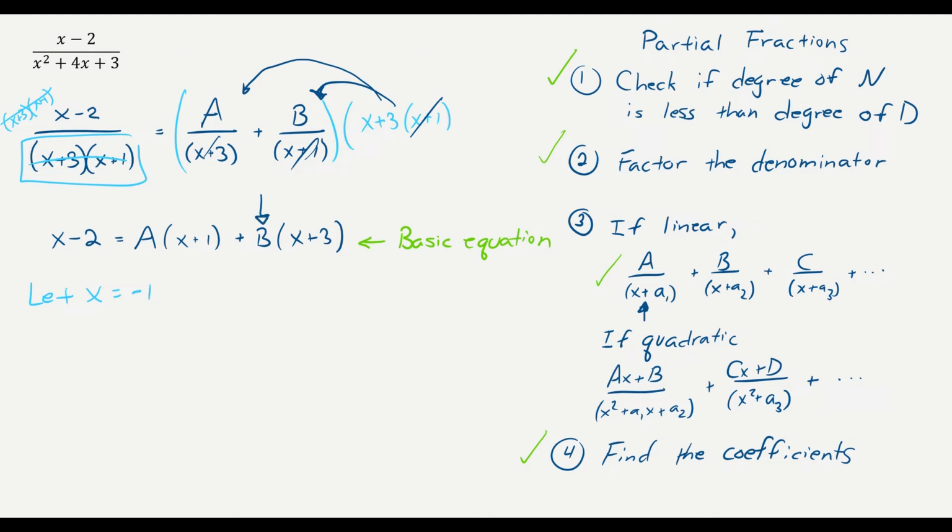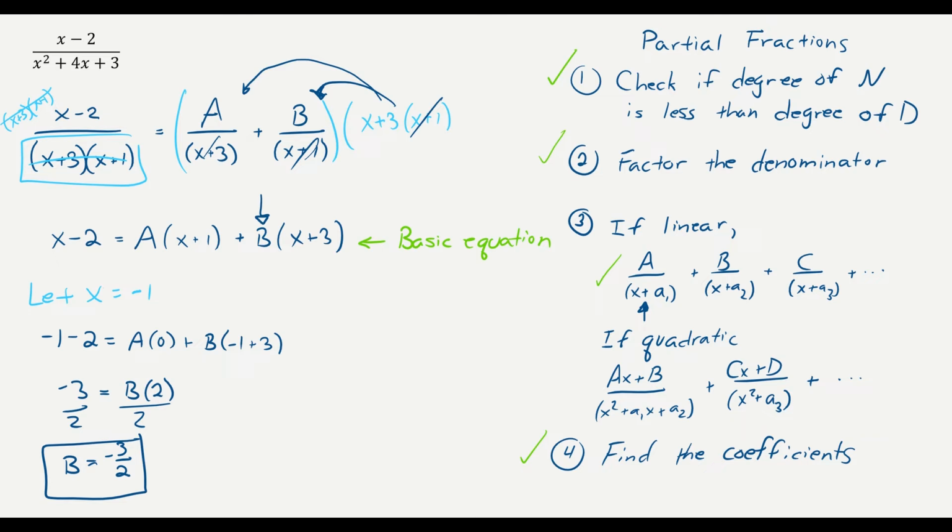Look what happens. So I plug in -1 for x, so I get -1 minus 2 equals a times 0 plus b times -1 plus 3, giving me -3 equals b times -2. Let me change that to a positive 2. -1 plus 3 is positive 2. And then I can divide by 2. So b is equal to -3 halves. Okay, so that's one answer.